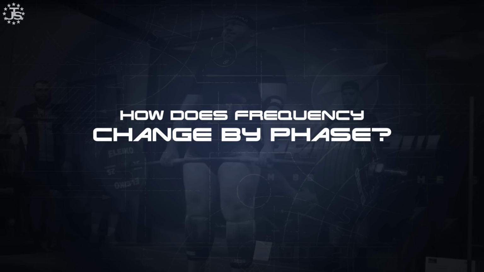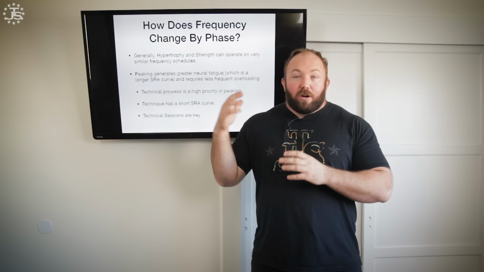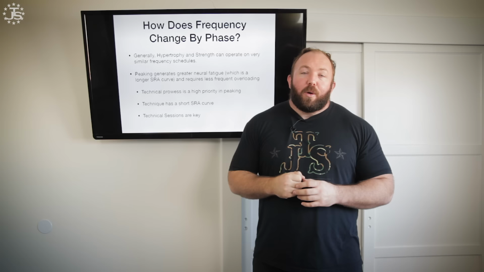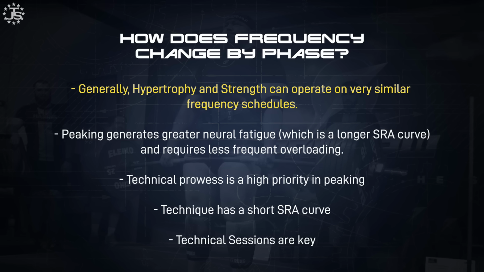All right, so the last thing to address is how does frequency change by phase? The chart that we used earlier, drawing that trend line to find the frequency for Brandon and Marissa in our example, works really well for hypertrophy and strength, which generally have the same overloading frequency.